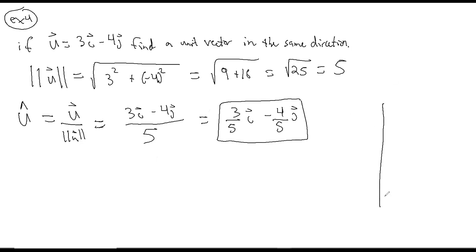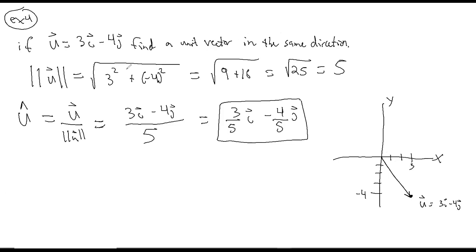So I'm going to draw up the vector in standard form, the original vector u. So 3i minus 4j. So that means if we start at the origin, we're going right, 1, 2, 3, and down, 1, 2, 3, 4. So here's our terminal point. The starting point is the origin. So there is our original vector u. This was 3, this was negative 4. So that's 3i minus 4j.